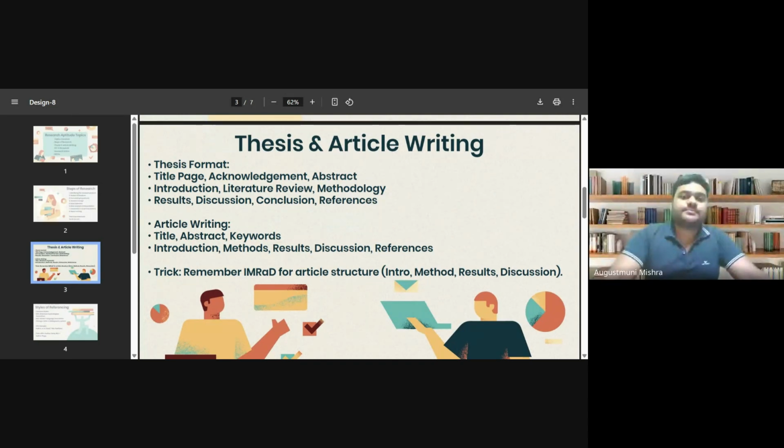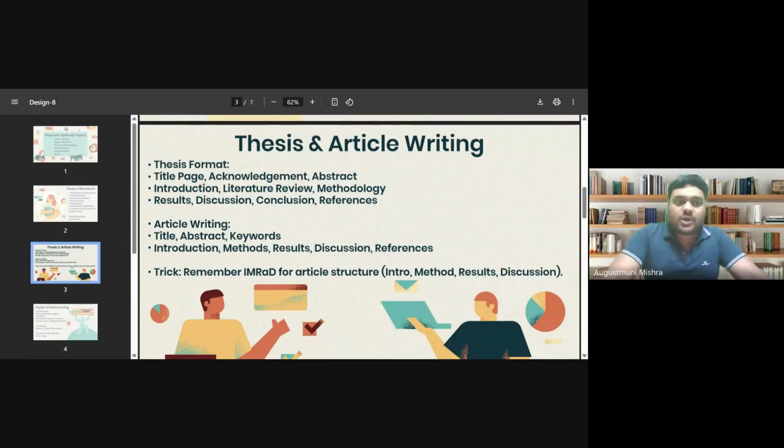So thesis and article writing, these are the basic things which everyone knows about, how you can prepare the thesis format, what the format of article writing is. So I just mentioned the points that there will be a title page, acknowledgement, abstract in the thesis format, then introduction, review of literature, methodology, result, discussion, conclusion, and references.